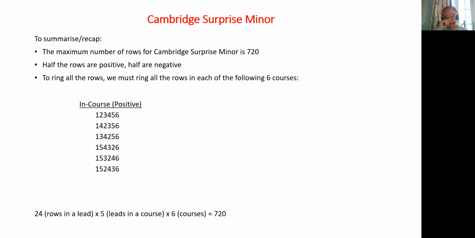What do we then do with that? The maximum number of rows, we've said, is 720. Just a reminder that half of those are positive, half are negative, and hopefully I've shown you on the previous couple of slides that to get all those 720 rows, we can get them by ringing all the courses starting from these 6 different course heads that are shown there. And those 6 different course heads each have 5 leads. Each lead's got 24 rows. That's going to give us 720 different rows by using these 6 different courses. So how are we actually going to use them?